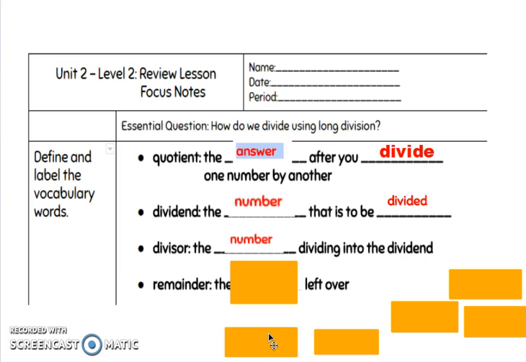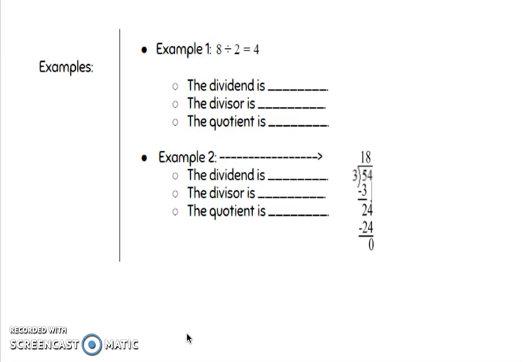And the last word we're going to define is remainder. Remainder is the amount left over after you divide one number by another. So let's take a look at some examples where we can use these vocabulary words. Example number 1, 8 divided by 2.